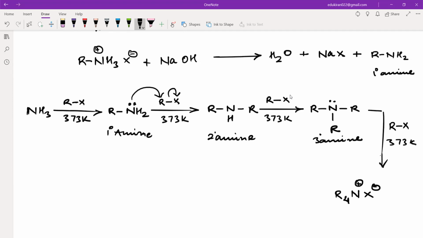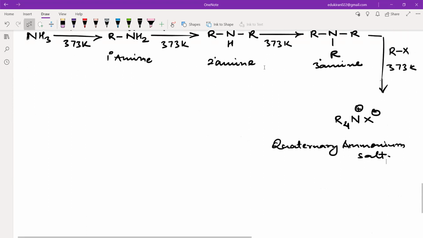Now this is a quaternary ammonium salt. Quaternary ammonium salt. Now obviously this is not going to stop, so whenever we are doing the reaction of ammonolysis of alkyl halide, we will be getting a mixture of products. There will be some 1 degree amines, some 2 degree amines, and also some 3 degree and 4 degree amines. Okay. So this is a simple nucleophilic substitution reaction that we have already seen, right?